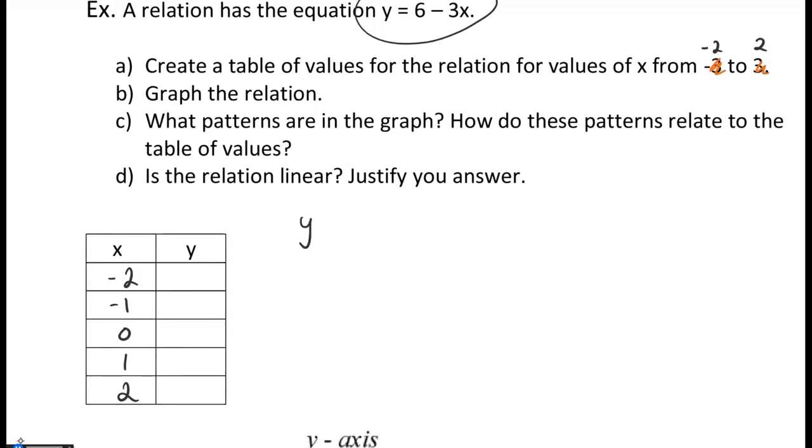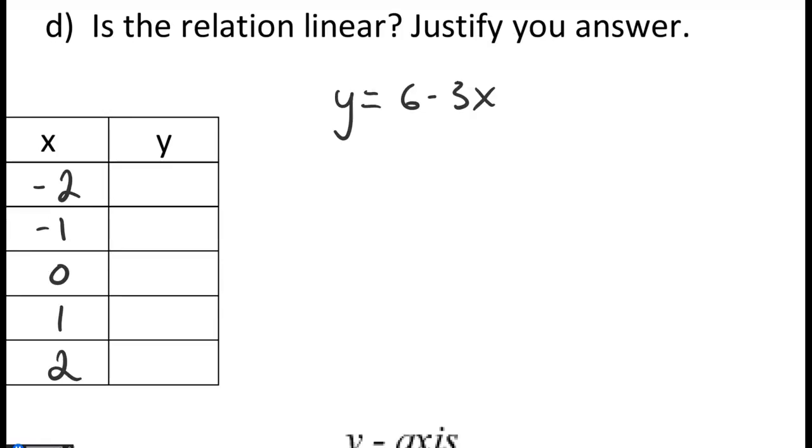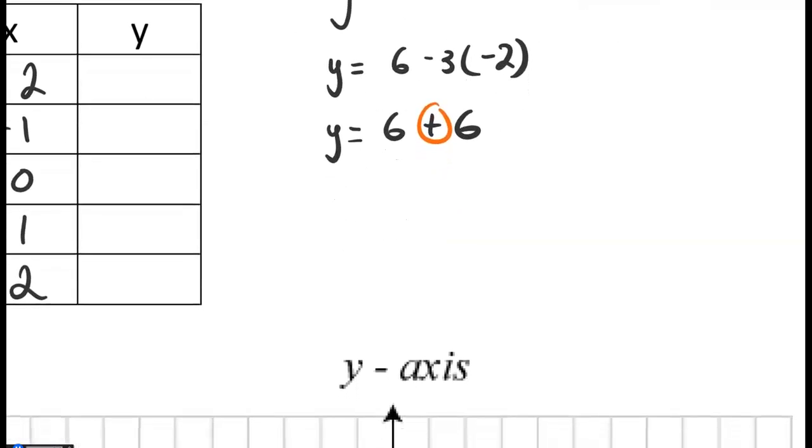So y equals 6 subtract 3x. Now this is already nice because they've isolated y for us, so we can just put in our x values. So -3 multiplied by -2 is our first x value. Y equals 6, and now we have a negative times a negative, which will give you a positive 6. So don't forget about that positive. Negative times negative is always positive. So y equals 6 plus 6, which will give you 12.